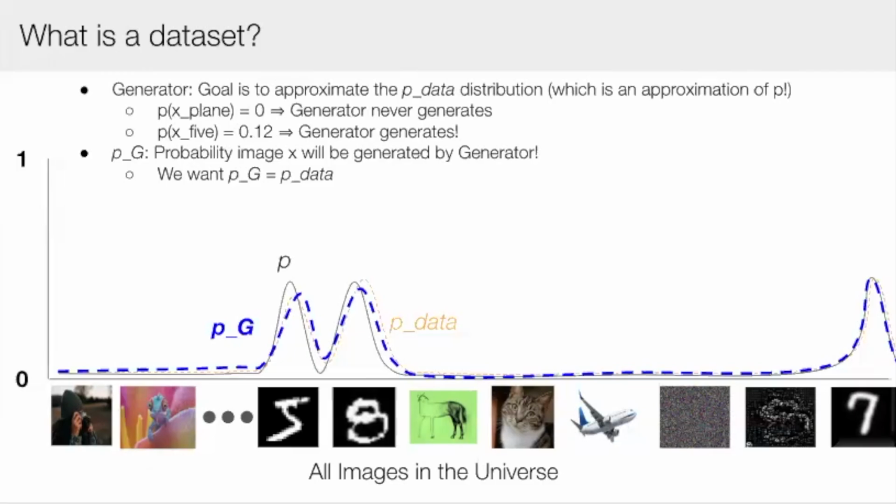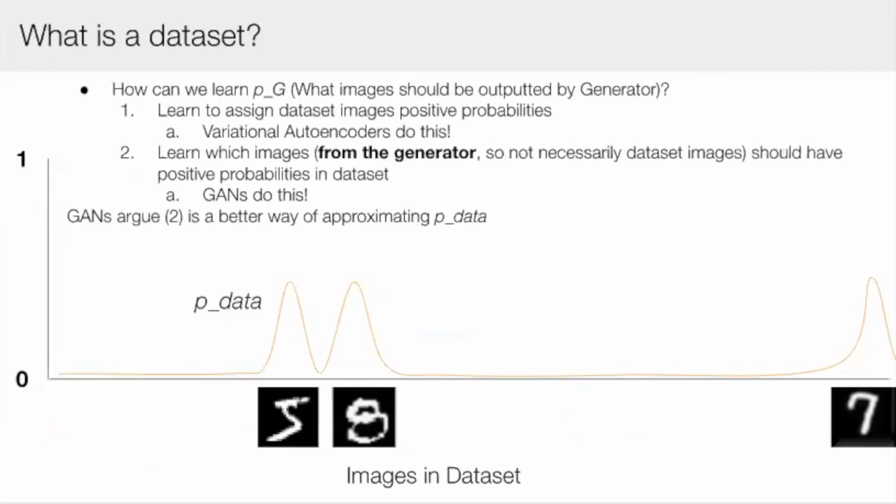Again, a spike just means P of G having a spike means there's that amount of probability the generator will produce that image, right? Okay, so the question is, what's the strategy for learning a good P of G? Well, there are kind of two ways of going about this.